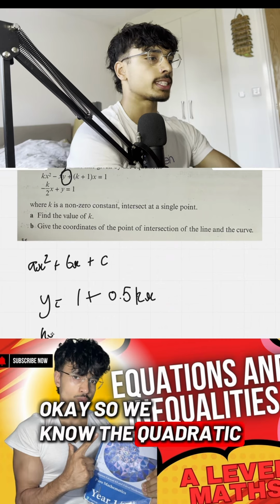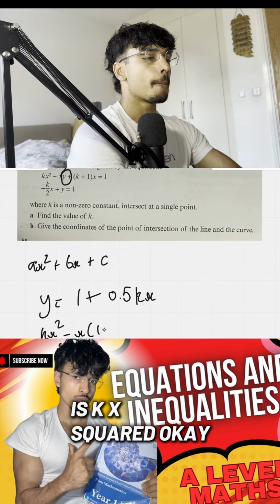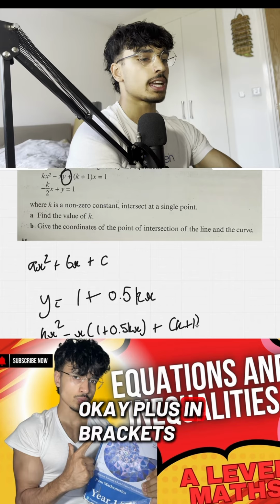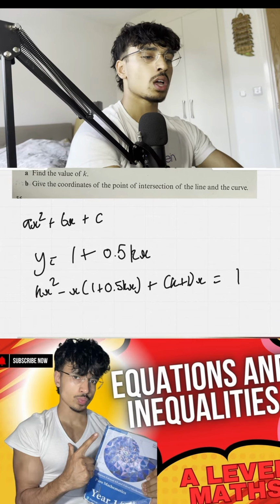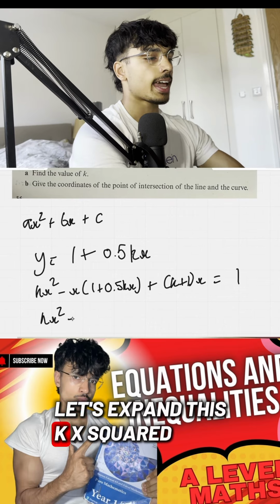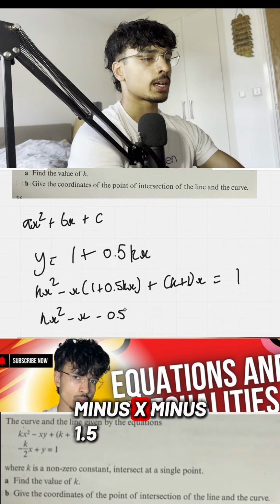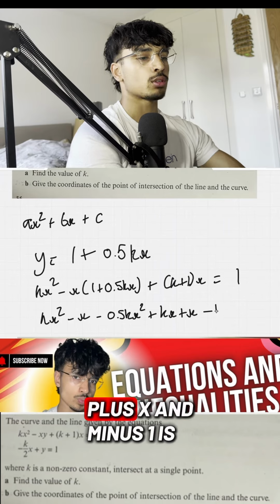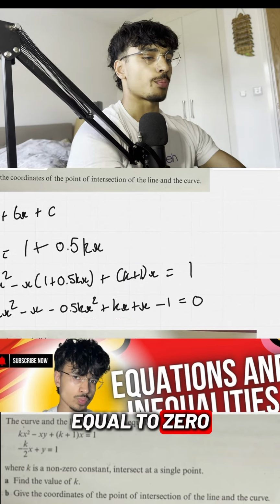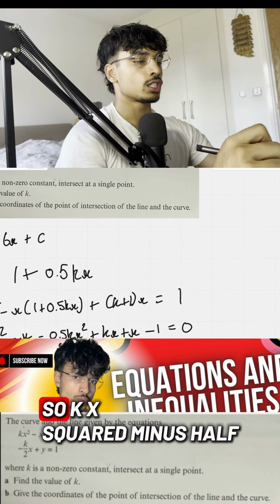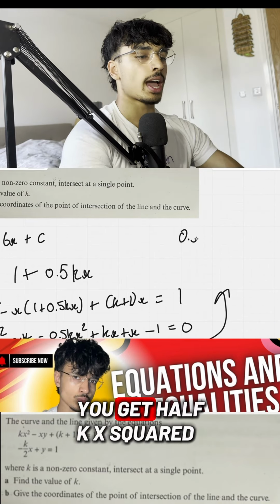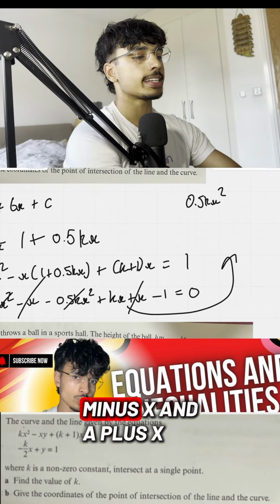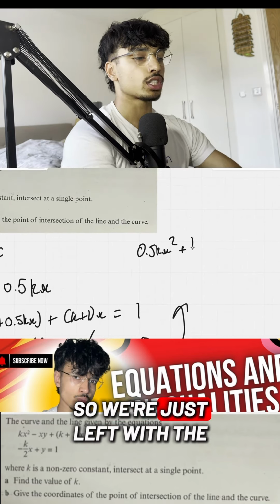Okay, so we know the quadratic is kx squared, minus x times (1 plus 0.5kx), plus (k plus 1)x, that's equal to 1, sorry. So, right, let's expand this. kx squared minus x minus 0.5kx squared plus kx plus x, and then minus 1 is equal to 0. Alright, now we need to simplify this. So kx squared minus half kx squared, you get 0.5kx squared. Okay, so we know that the minus x and a plus x cancel out, so we're just left with a plus kx.